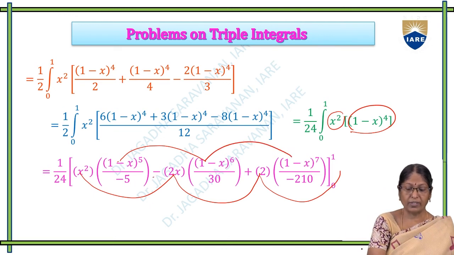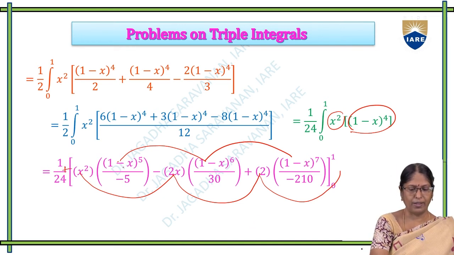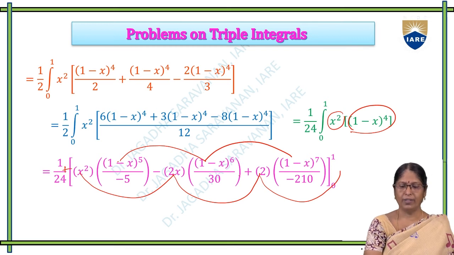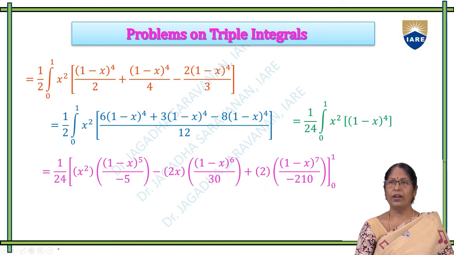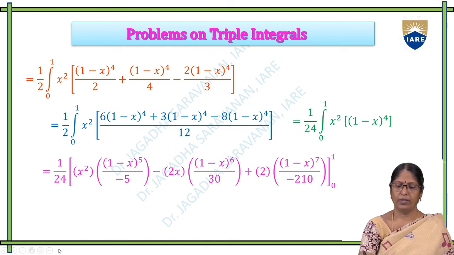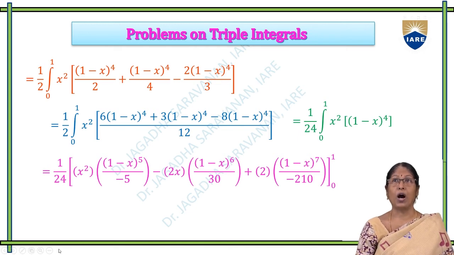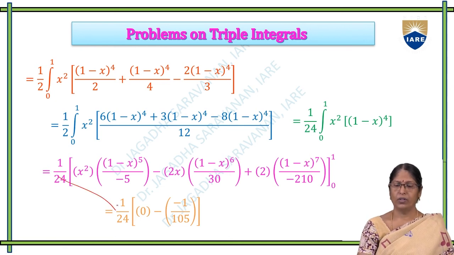The middle signs, alternating signs, are dominating. That is plus, here minus, here plus. Alternating signs will dominate. Now, the integration part we completed. For the leftover, we have to apply the limits. So 1 by 24. The upper limit is 1.